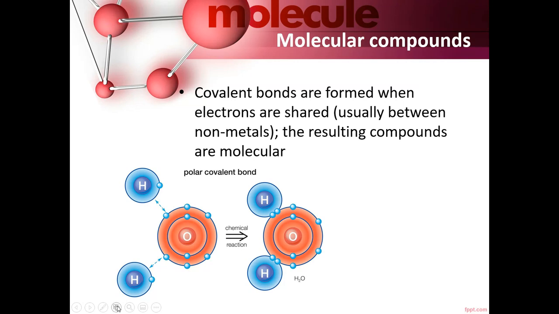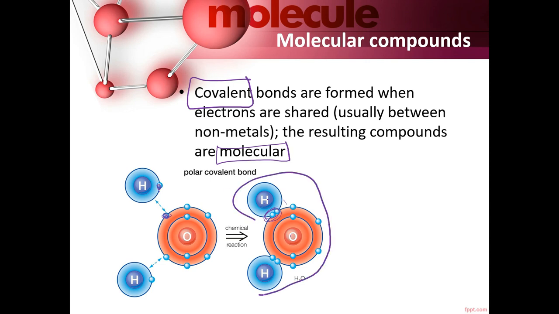Covalent compounds are formed when electrons are shared. And so this picture is very nicely showing that this electron on oxygen and this electron on hydrogen end up being shared between oxygen and hydrogen. This kind of bond is a covalent bond, and the type of compound that is made is a molecular compound. And this would be called a molecule instead of a formula unit like in our ionic compounds.